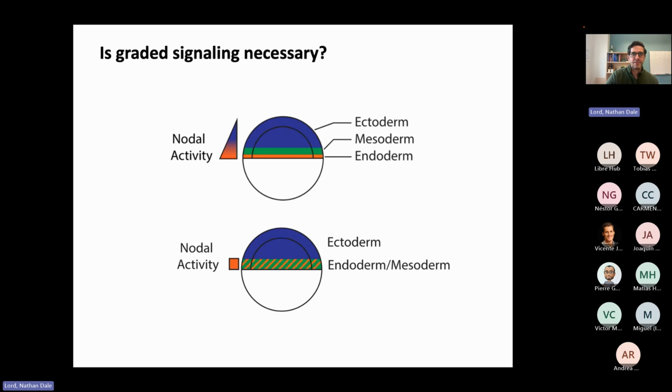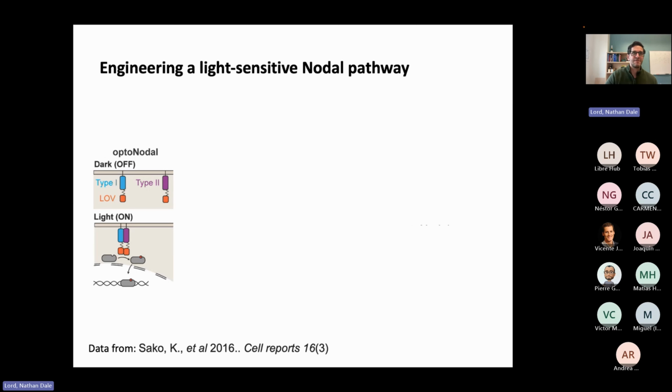So, of course, the first step is to engineer a light-sensitive nodal signaling pathway. And I want to be very clear that the strategy we used was inspired by this awesome paper from C.P. Eisenberg's lab in 2016, where they had a really clever trick to initiate signaling. The basic idea is that to get signaling to work, you have to bring the type 1 and type 2 nodal receptors together. And the way they do that is by tagging them on the intracellular side with these LOV domains that dimerize in the presence of light, but in the dark are not together.